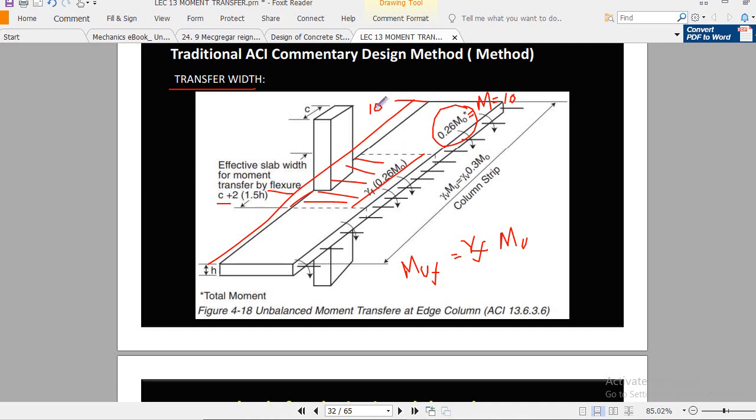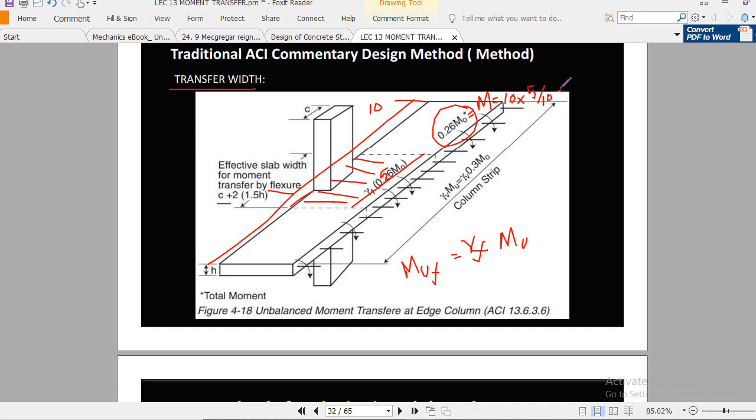Now you see this 10 kip-feet moment is acting over the 10 feet width, but this transfer width will be smaller than 10 feet. Let's say this transfer width is 5 feet. So what will be the portion of this total moment which exists in this 5 feet? To find this, you just multiply by the ratio 5 divided by 10. Okay, you got the moment which acts in this transfer width.